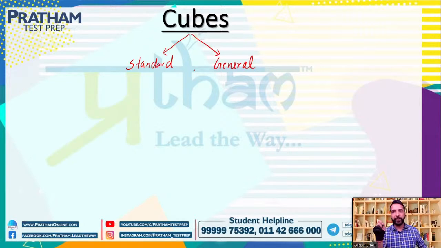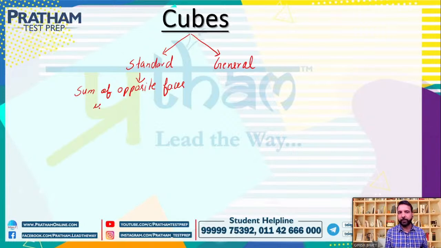Standard dice means the dice you use if you have played Ludo, that is standard dice. It has a standard form, a fixed format, right? What is that standard format? In case of standard dice, sum of opposite faces is 7, always, right? Sum of any opposite face.